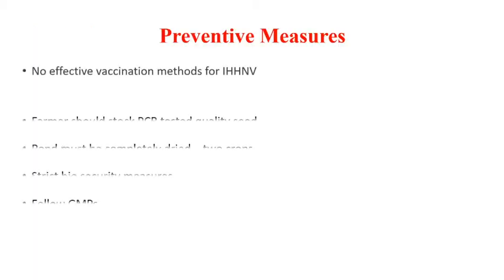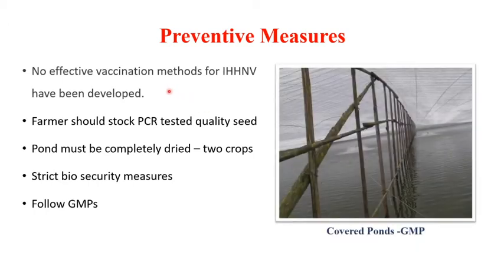So, preventive measures. No effective vaccination method for IHHNV has been developed. Farmers should stock PCR tested quality seed. Ponds must be completely dried in between two crops. We have to follow strict biosecurity measures and good management practices. In this image we can see the ponds are being covered and strict biosecurity measures are being followed. In this way we can prevent the IHHN virus.